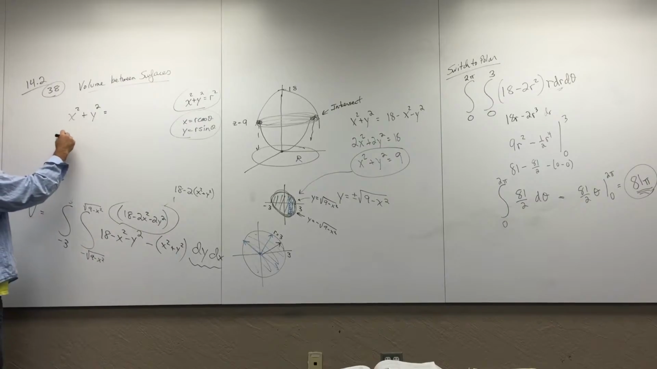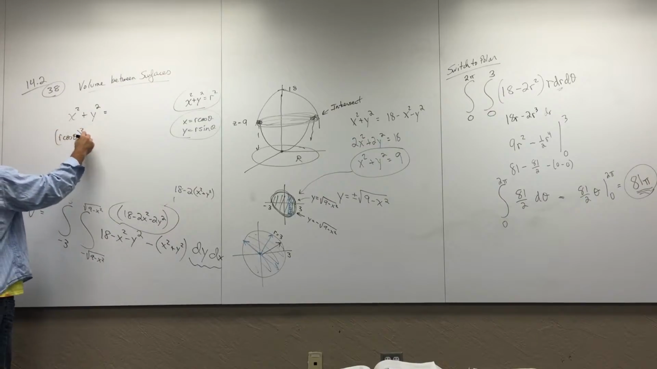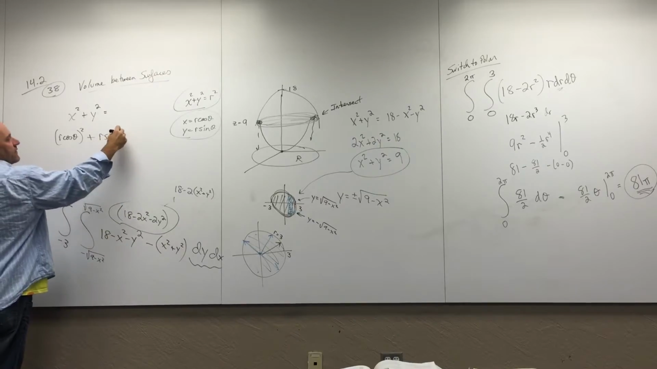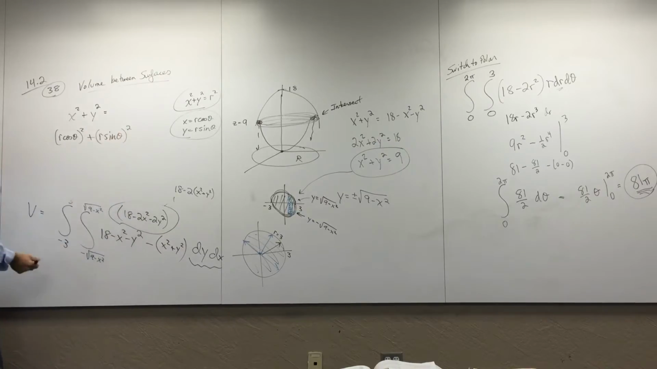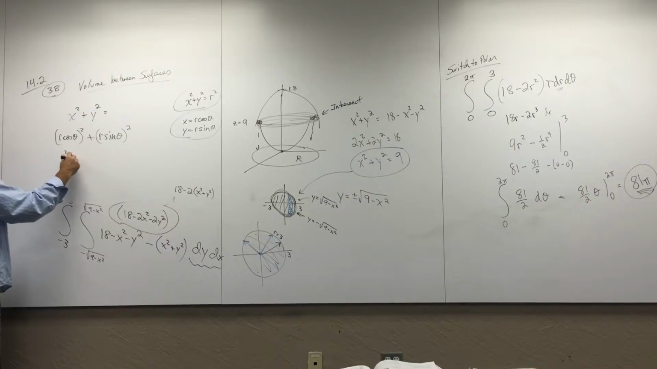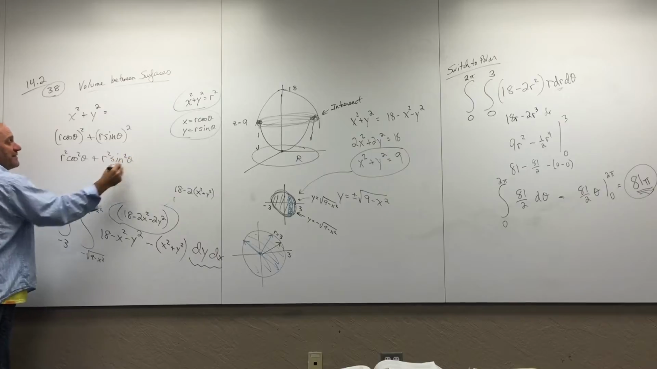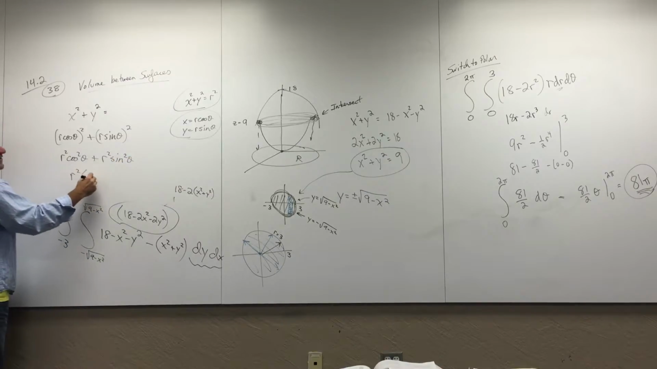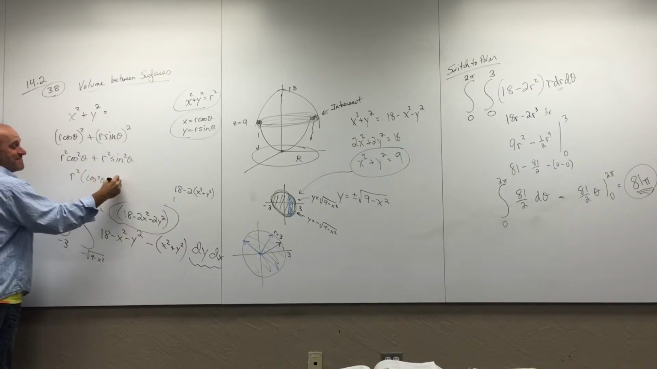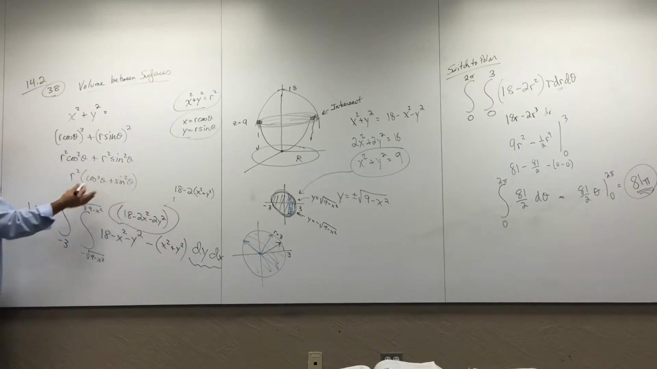X is r cos theta, and y is r sine theta. So if you chose to do this instead, watch what you get. You get r squared cos squared plus r squared sine squared. You should factor out the r squared, and you're left with a 1 multiplied. So anyway, it turns into r squared the long way or the short way, right? It's r squared.